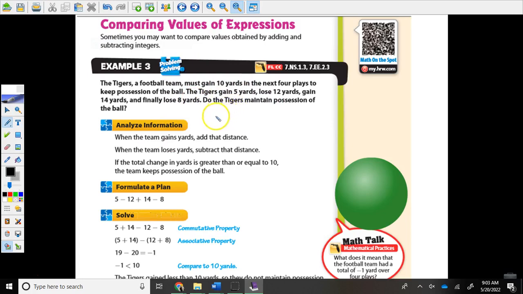The Tigers gain 5 yards, positive 5. Lose 12 yards, negative 12 minus 12. Gain 14 yards, plus 14. And finally lose 8 yards, minus 8. Do the Tigers maintain possession of the ball? They obviously don't understand how football works. So we work this out.